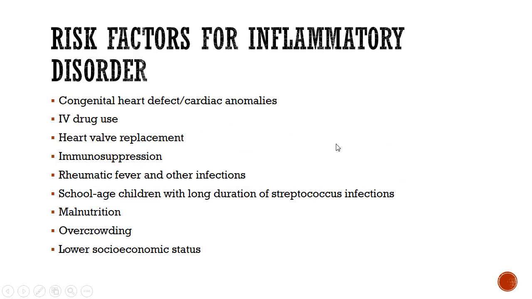So risk factors for inflammatory disorders range from congenital heart defects all the way down to lower socioeconomic status. And in between, IV drug use, rheumatic fever, and school-aged children with long durations of streptococcal infections.